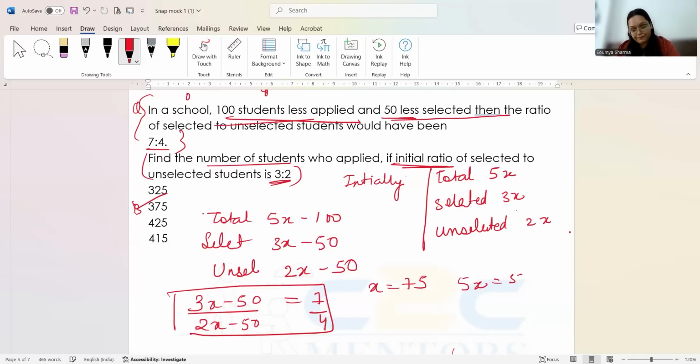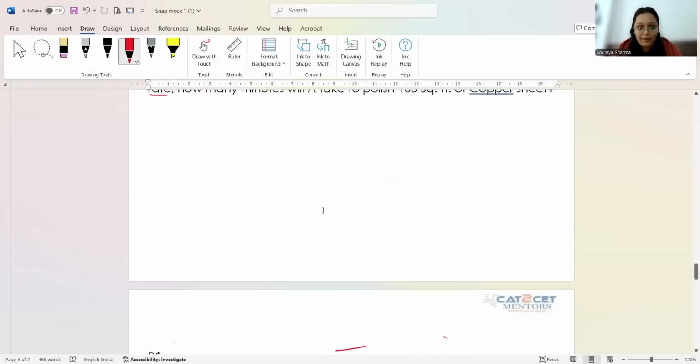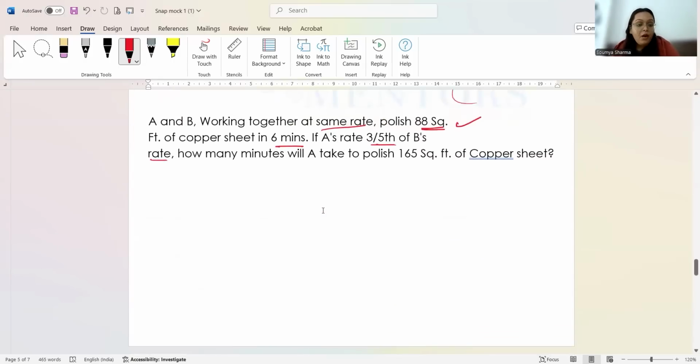Okay. So I hope this question was clear. It was the ratios question in slot 2. So you can see that we solved it in under 1 minute. So this ratio topic is also very important. Okay, coming on to the next question.